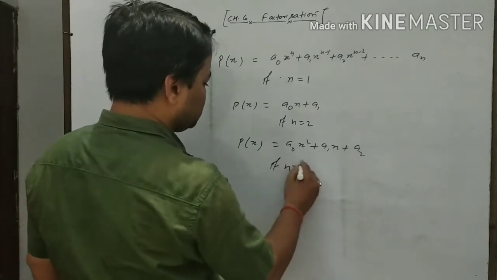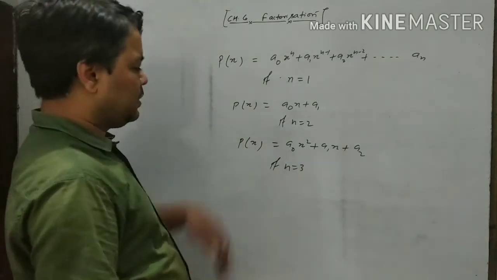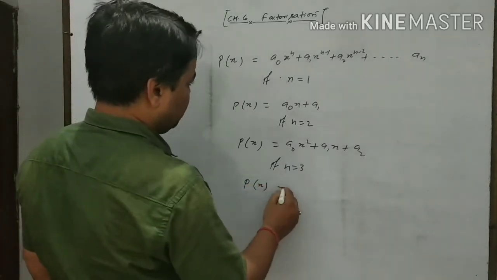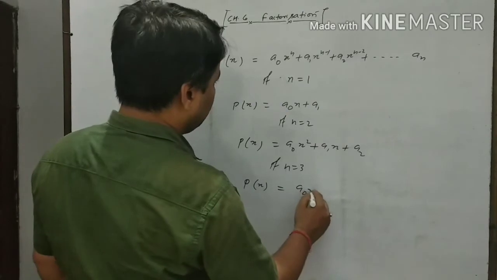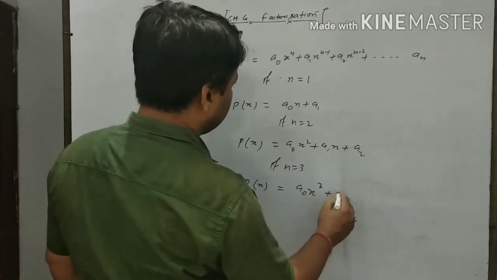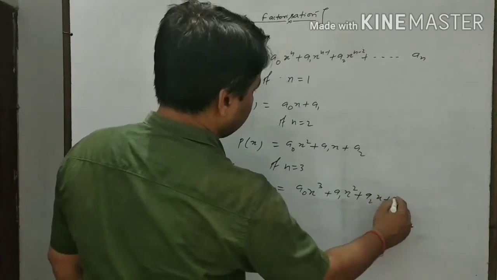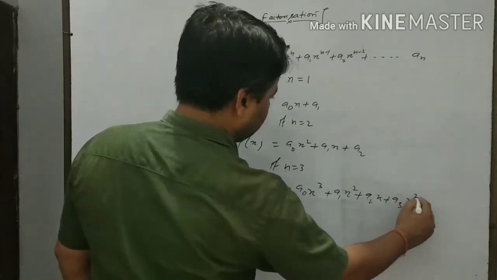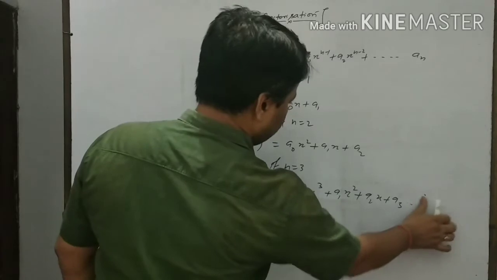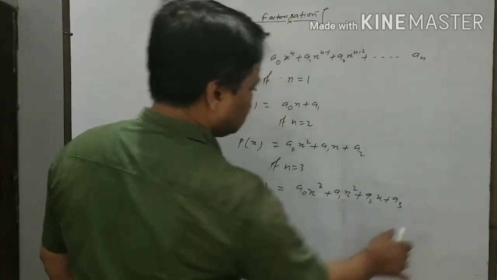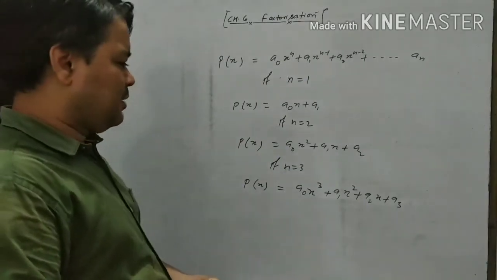if n is equal to 3, then it will be a cubic polynomial. Px will be a0 x to the power 3 plus a1 x square plus a2 x plus a3 x to the power 3 minus 3, that is x to the power 0, and that is 1. Here 1, no need to write 1 because multiplication by 1 will always give the same value.